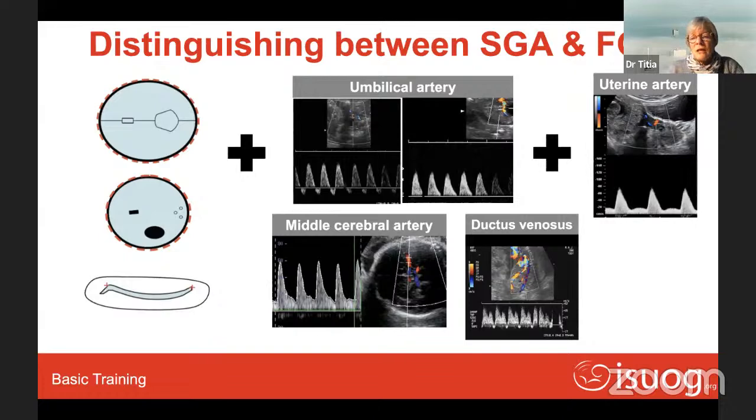And in an end stage, you can even encounter abnormal ductus venosus with reverse flow, and if the baby is showing that, then really it's becoming hypoxic. You can also measure between 20 and 24 weeks the uterine artery and encounter a notch.